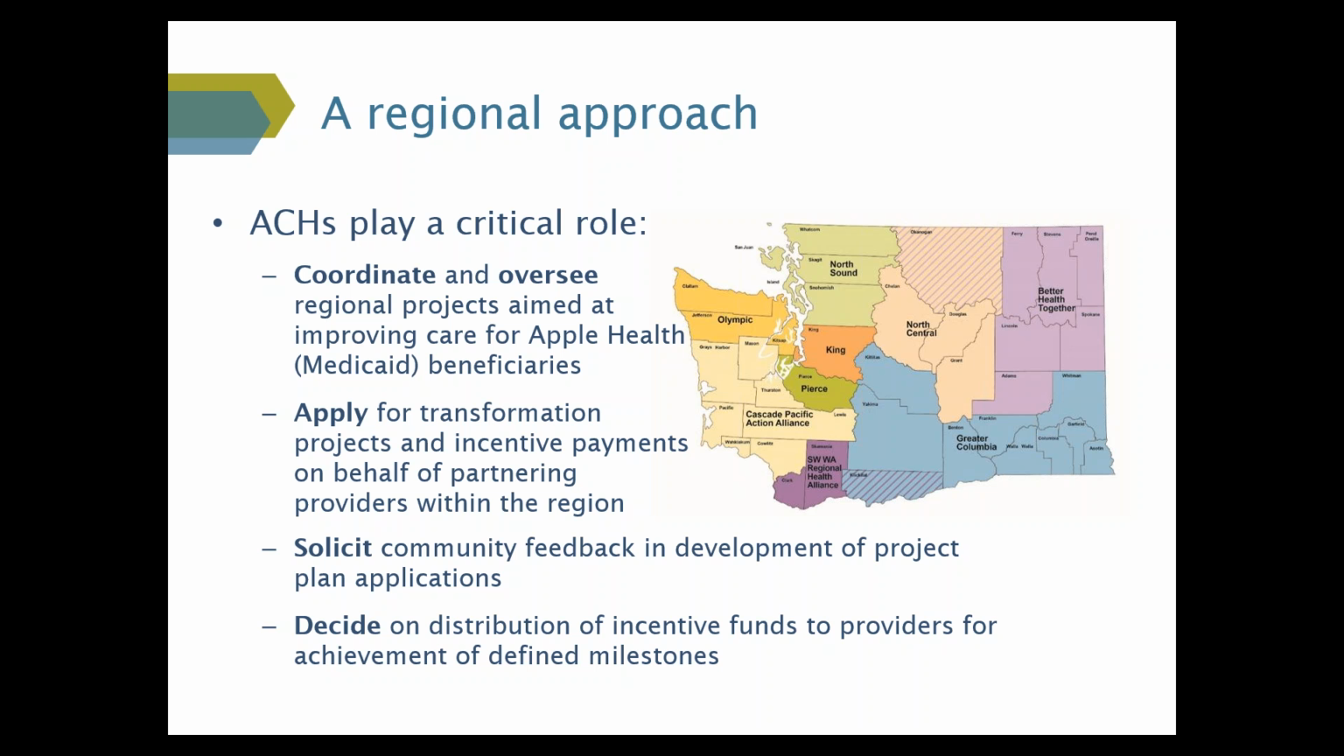It's very important that the ACHs solicit community feedback really in an ongoing way on the development of their project plan applications and, again, the conduct of those projects as they undertake them. And then finally deciding on the distribution of incentive funds to their partnering providers. It's important to take this opportunity to remind folks that this is not a grant, this is a demonstration, and so the way in which the federal funds that I mentioned earlier are available to us is on demonstrating the accomplishment of significant milestones that represent progress toward those Healthier Washington goals that I described earlier. So as we make that progress, incentive funds are earned, and the ACHs play a critical role in advising us on how best those incentive payments are distributed among their partnering providers.